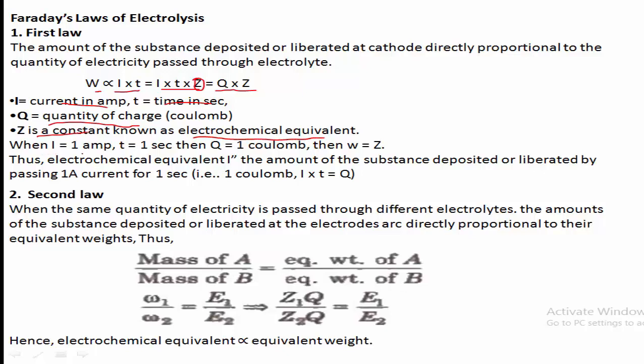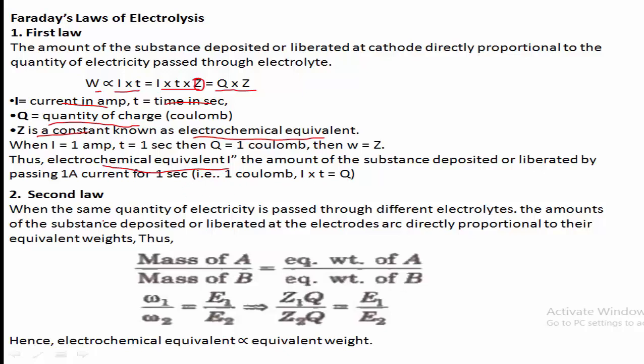When I is equal to 1 ampere, T is equal to 1 second, and then Q is equal to 1 coulomb, then W is equal to Z. Thus, electrochemical equivalent is the amount of substance deposited or liberated by passing 1 ampere current for 1 second. That is, 1 coulomb is equal to I into T is equal to Q.